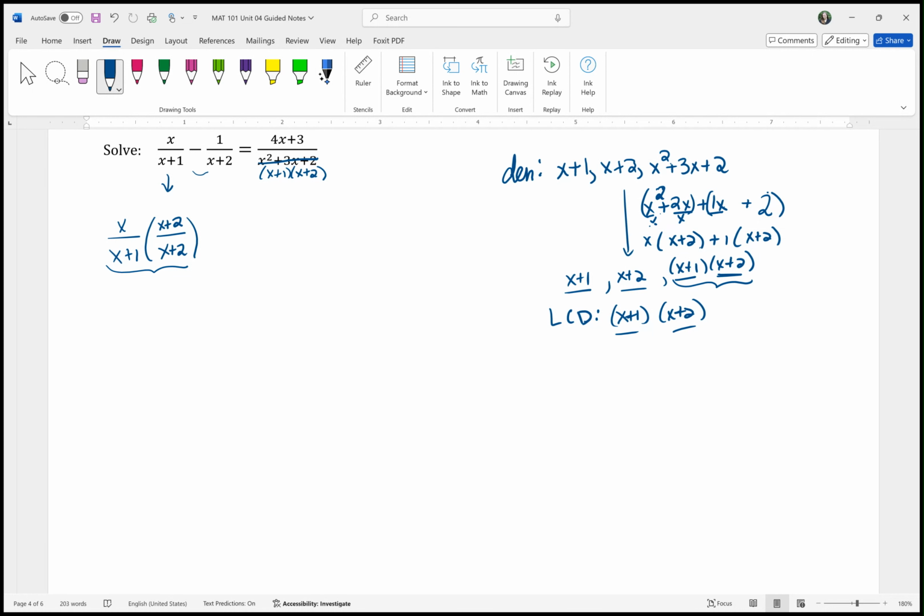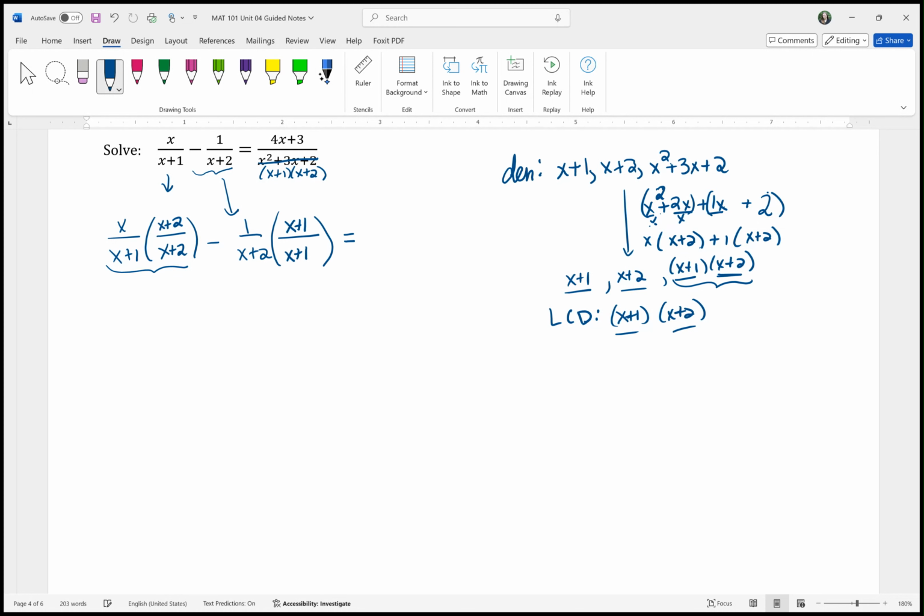Let's bring down our next term. Minus 1 over x plus 2. What am I missing here from the denominator? I have an x plus 2. I'm missing the x plus 1. So I'm multiplying that by x plus 1 and the numerator by the same thing.